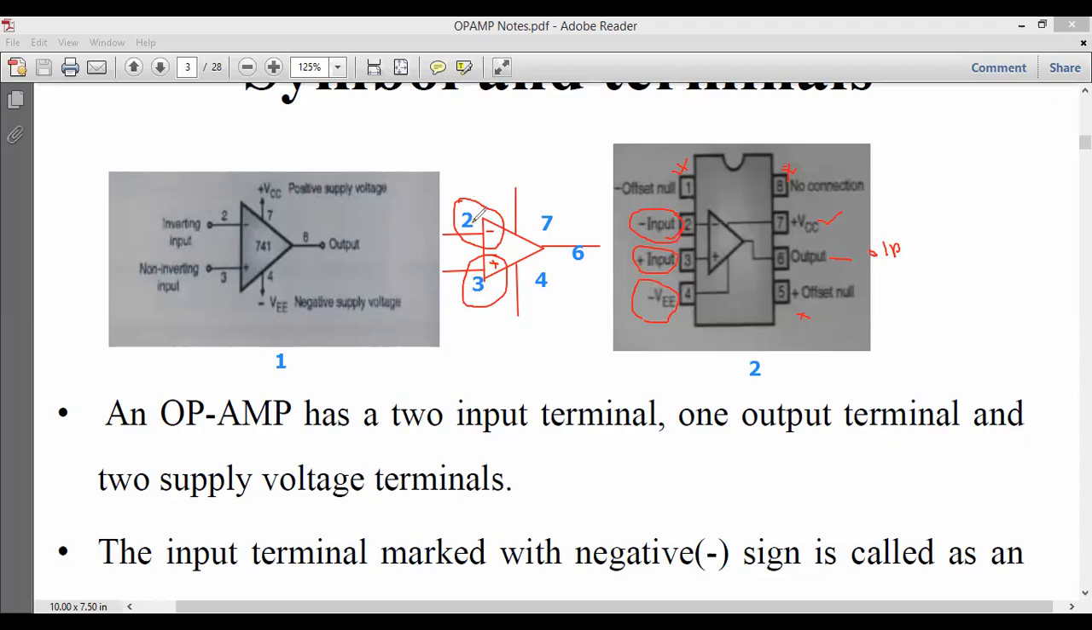So later we will go into further detail of what the output of the op amp will be when the input is given to pin number 2, and what the output will be when we give it to pin number 3, right? So the symbolic representation of an op amp will look like this. It's a triangular shape, two input terminal device. It has two inputs and one output.